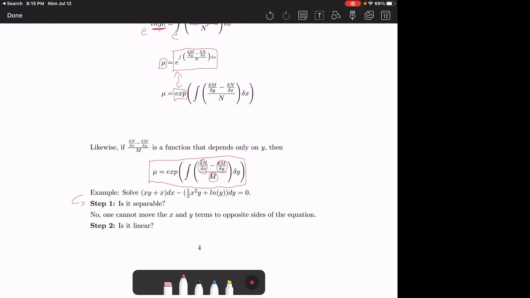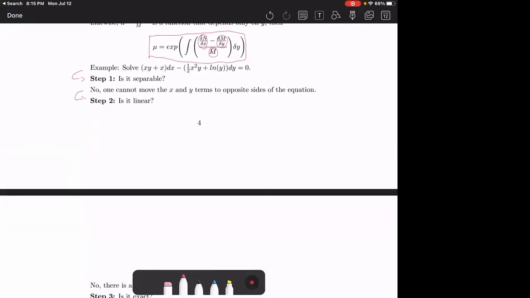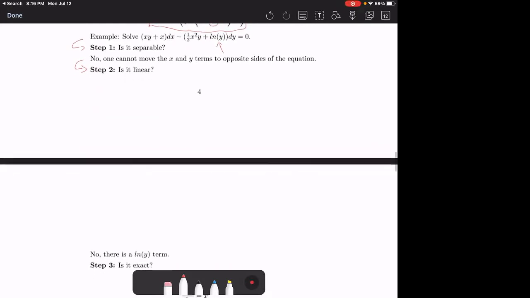So step one, is it separable? Without much work, we can clearly see that there is no way we are going to get all the x terms with dx on one side and all the y terms with dy on the other side. So no, this is not separable. Next, is it linear? That would be section 2.3 where we learned about that. Problem is no, it's not linear, and that's because of this ln y term. Remember that in a linear equation, we needed the y term to be by itself, multiplied by some function of x, certainly not inside of a ln function. So we fail on linear as well.